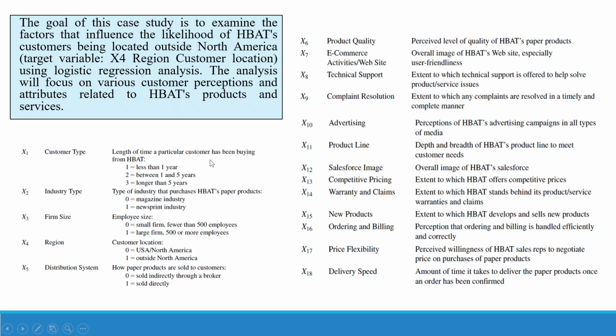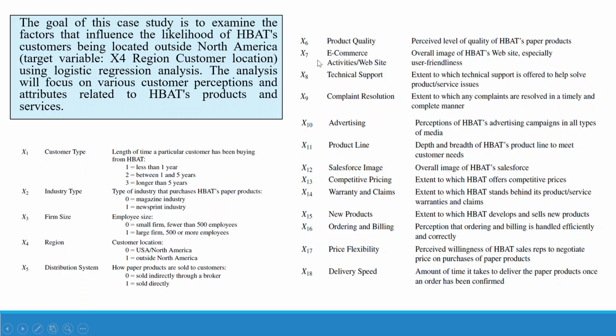So there is one case study. The goal of this case study is to examine the factors that influence the likelihood of HBAT's customers being located outside North America, which is the target variable X4, region, customer location, using logistic regression analysis. It's a hypothetical company. The analysis will focus on various customer perceptions and attributes related to HBAT's products and services. So we have two sets of customers, one inside North America and the second outside North America. And we want to see the perception of these customers based on the services which are offered.